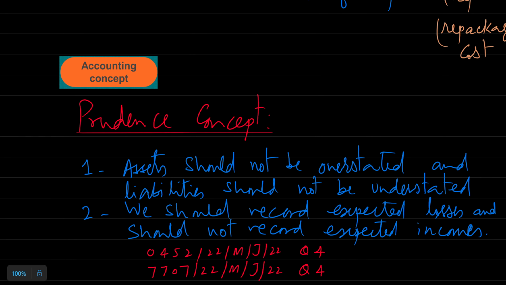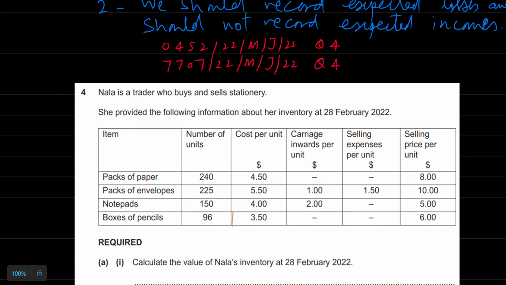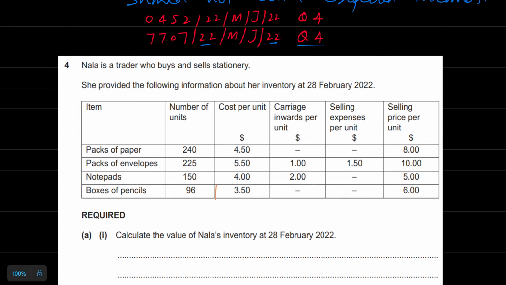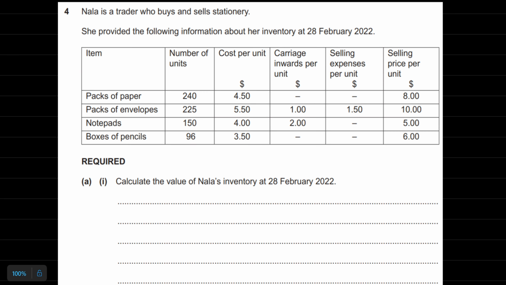Now let us try to apply this rule of inventory valuation and prudence concept on Cambridge questions. First of all, we will solve May-June 22 variant 2, question number 4. Students, in this question we are given 4 types of inventories. First of all, we will discuss pack of papers.